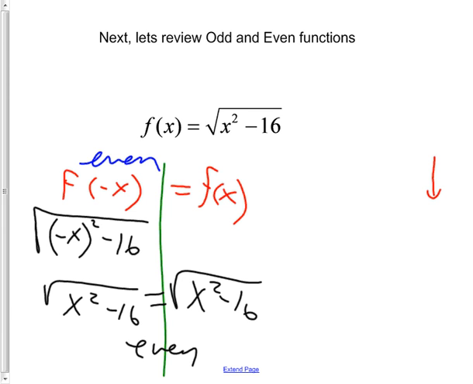Raise your hand if you get that. Okay, good. What if we tested it and it hadn't worked? What would we test next? And what if it was not either? Then it's neither. Not even, and not odd, then it's a neither.